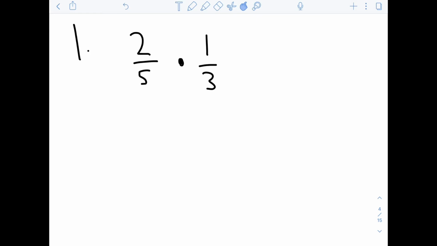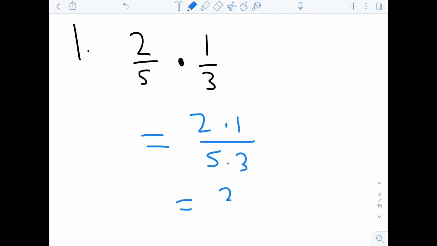So when you're finding the product of two fractions, all you have to do is multiply the numerators and the denominators. It's even easier than adding. So in this case, 2/5 times 1/3 is going to equal 2 times 1 divided by 5 times 3, which is just 2 over 15. That's it.